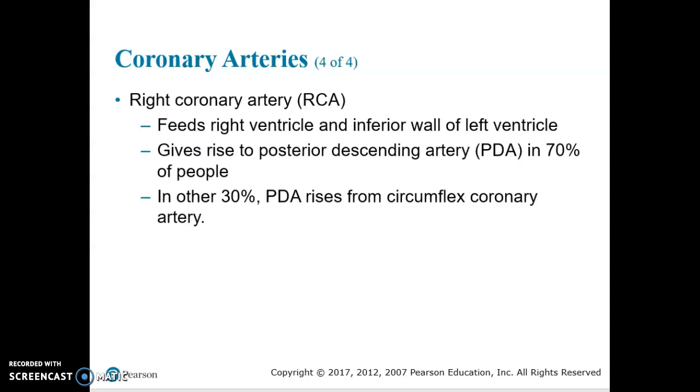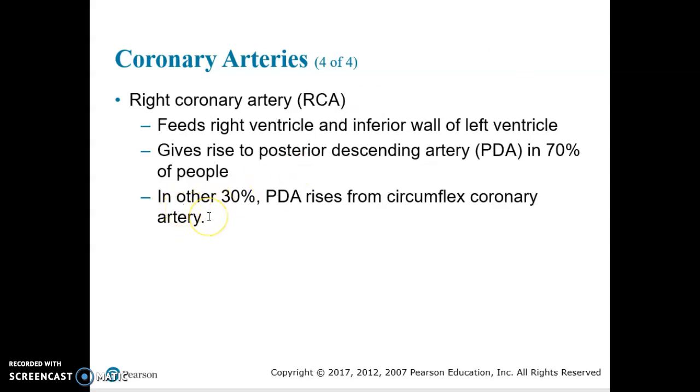Next, we're going to talk about the RCA. The RCA is the right coronary artery. This feeds the right ventricle and the inferior bottom wall of the left ventricle. This artery actually gives rise to the posterior descending artery, the PDA, in 70% of the people. We're going to talk about that in just a second. The RCA goes down and gives rise to the PDA in 70% of the people.